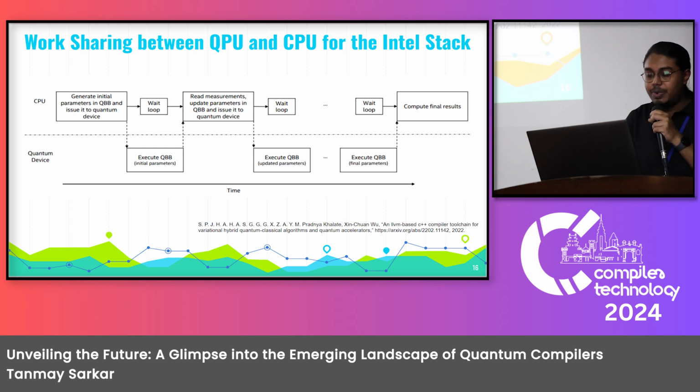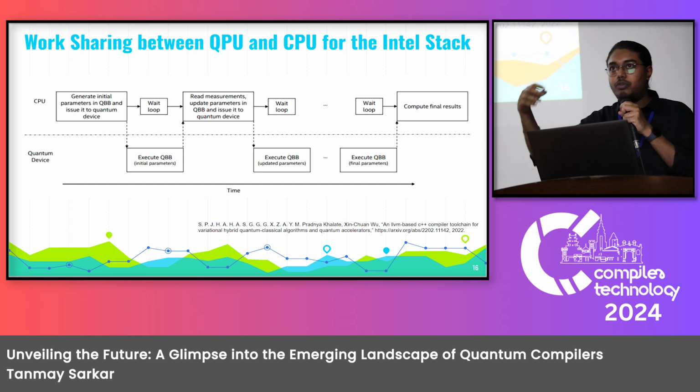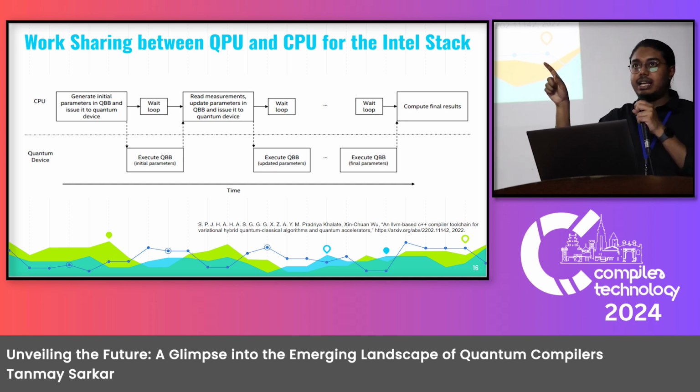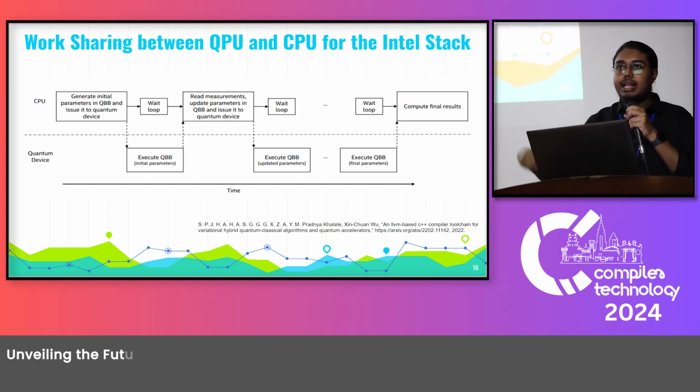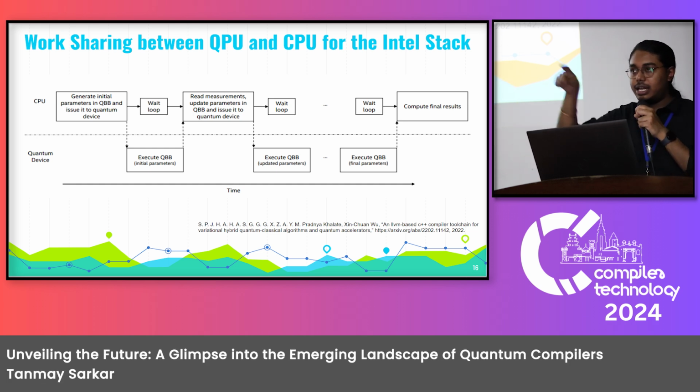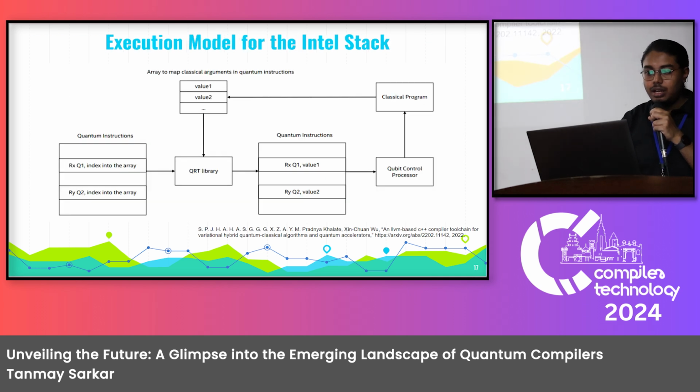I'll just skip this part as I'm short on time. Basically, the CPU starts the execution with some random parameters. Then it makes a blocking call, and the execution begins on the quantum part. The quantum basic blocks execute and send back the cost function, and it keeps iterating. So the classical program is computing the parameters, giving them to the quantum runtime library, and the quantum instructions we have are getting processed.